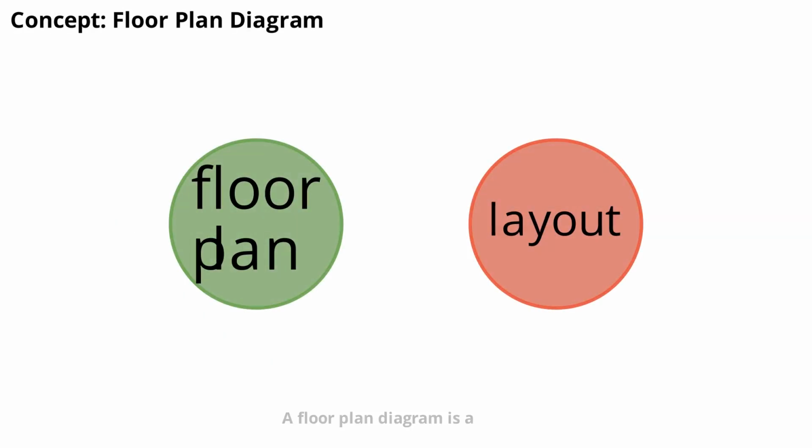A floor plan diagram is a visual representation of a restaurant's physical space. It shows the arrangement of tables, chairs, kitchen equipment, and other key elements. Floor plans help optimize space, ensure smooth traffic flow, and comply with safety regulations. They are essential for both new restaurant setups and ongoing operations.